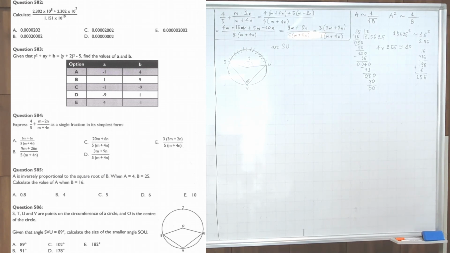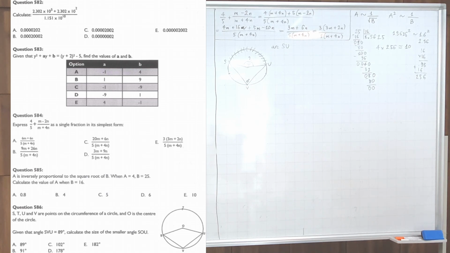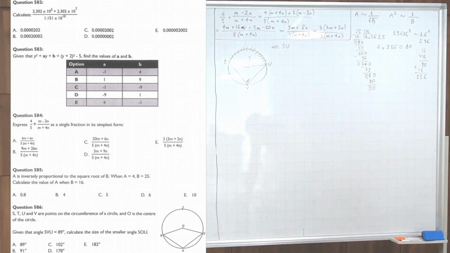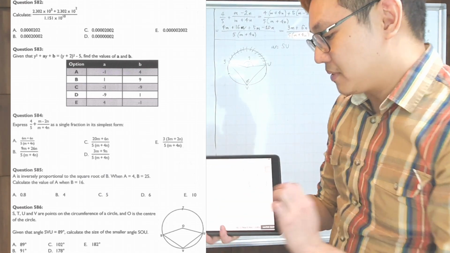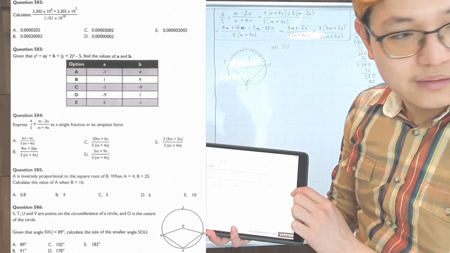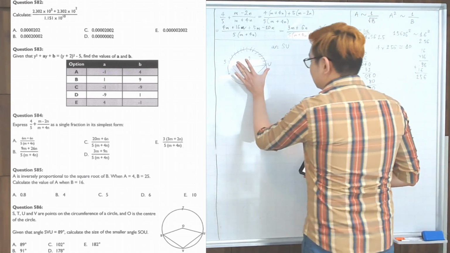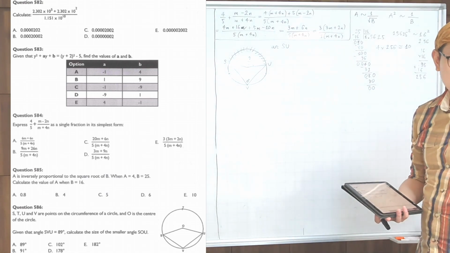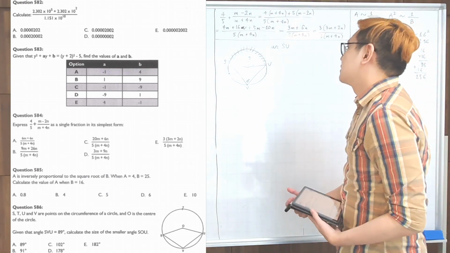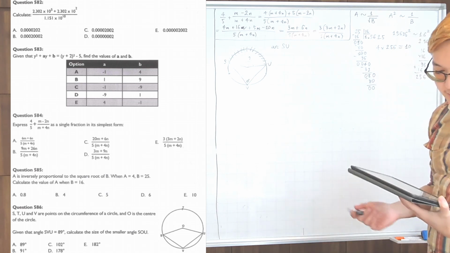This question is very misleading and tricky as well. Because according to the picture here, it doesn't look like 90 degrees. Looking at this picture, the angle SVU doesn't look like 90 degrees at all. So that's why when I redraw it, it's a bit different, isn't it? Answer D, right? 178.